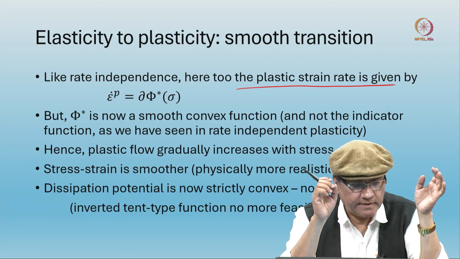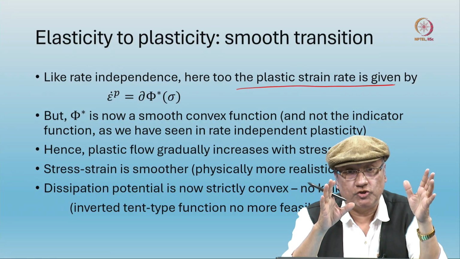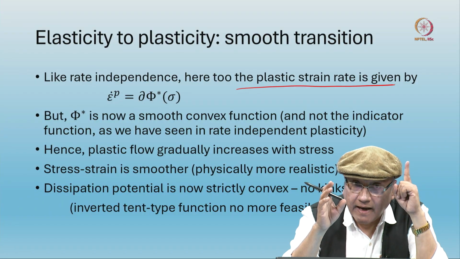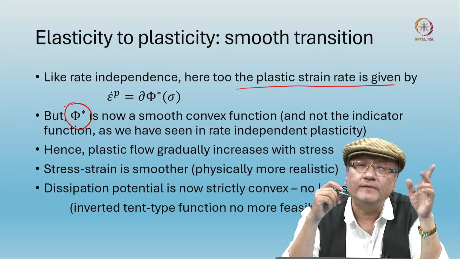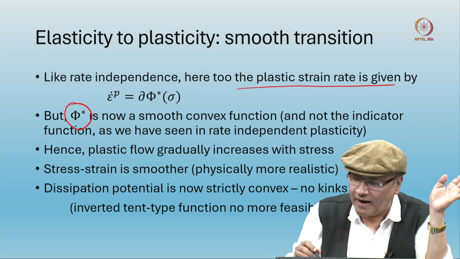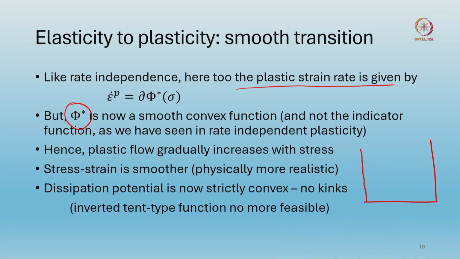That means the rate dependent cases envisage a scenario in which, unlike the rate independent case where phi star was always an indicator function, now you have a smooth phi star. So, earlier phi star was like a bowl exactly like this, it was 0 here, this is my set C, for all sigma in C it was 0, and it was infinity just outside. So, outside everywhere it is infinity. Okay.